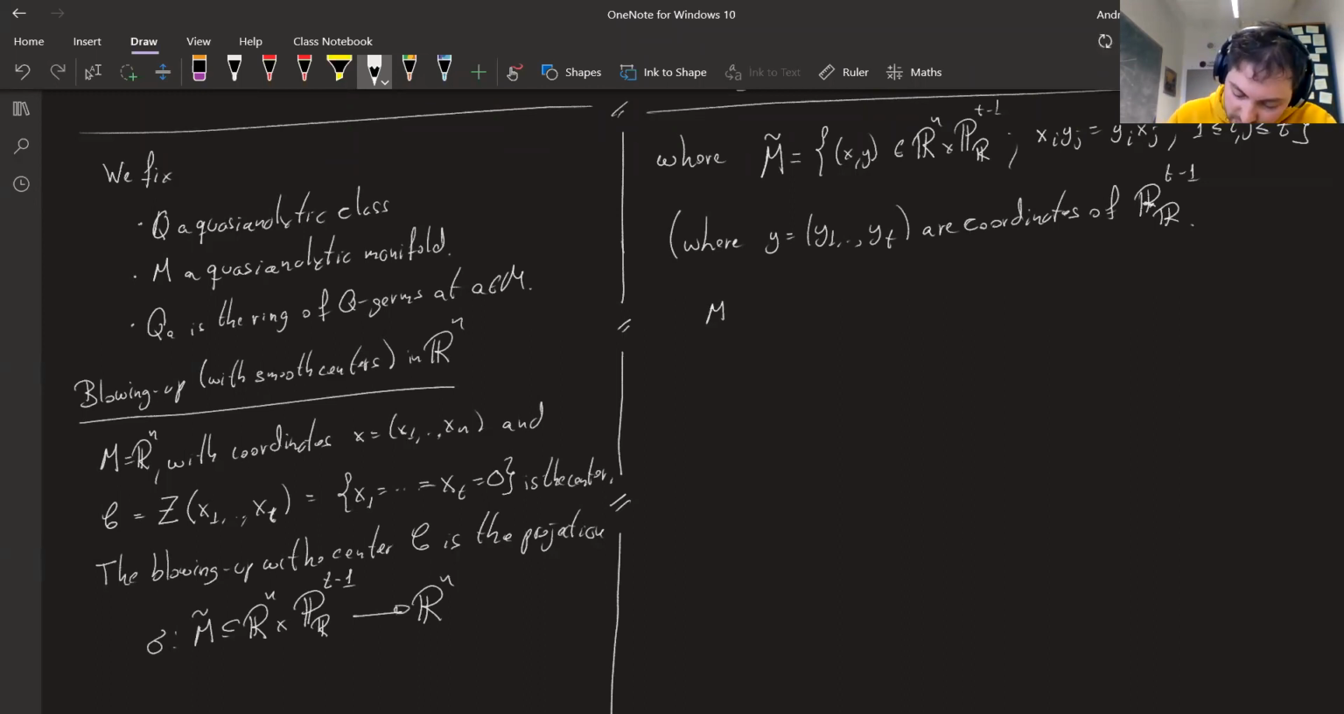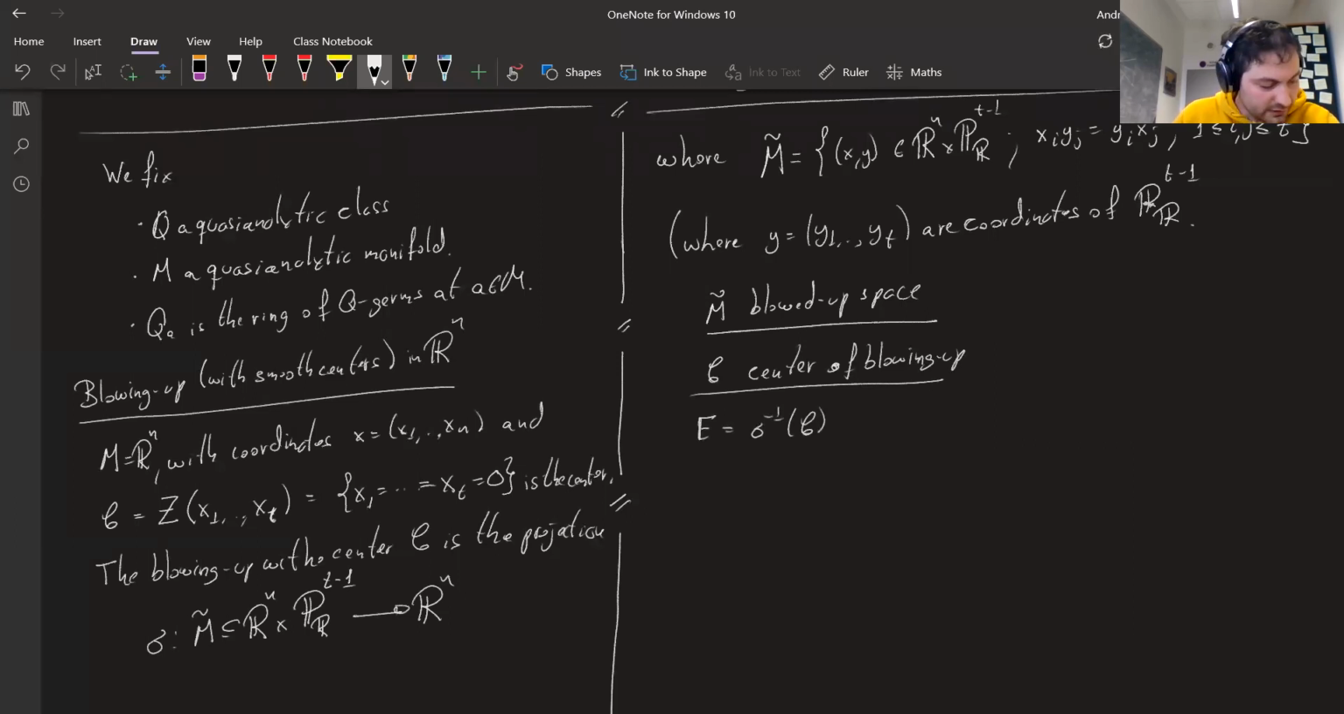The M tilde is going to be the blown up space. The C is the center. And we're going to give a name for this: the pre-image of the center is what we're calling the exceptional divisor.